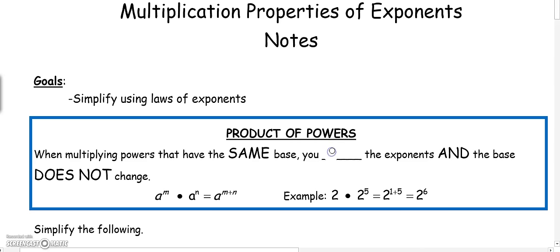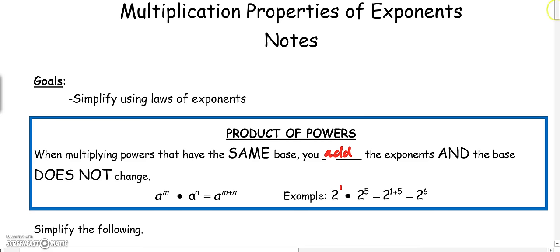You add the exponents and the base does not change. So, for example, we have 2 times 2 to the 5th. This really is an exponent of 1, so we're going to add our exponents. Notice the 2 stays the same. We add 1 plus 5, and we get 6.